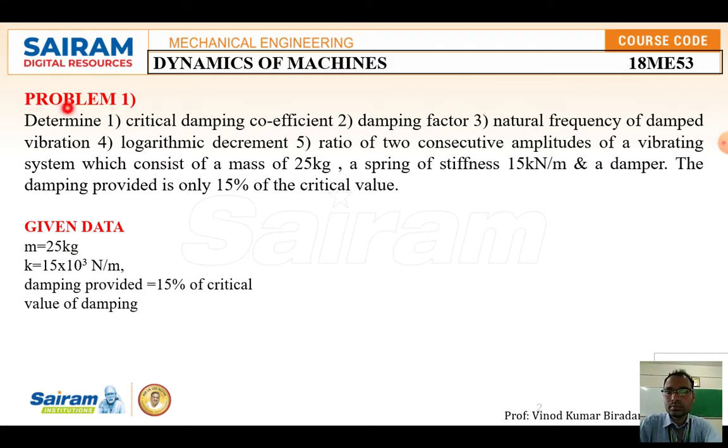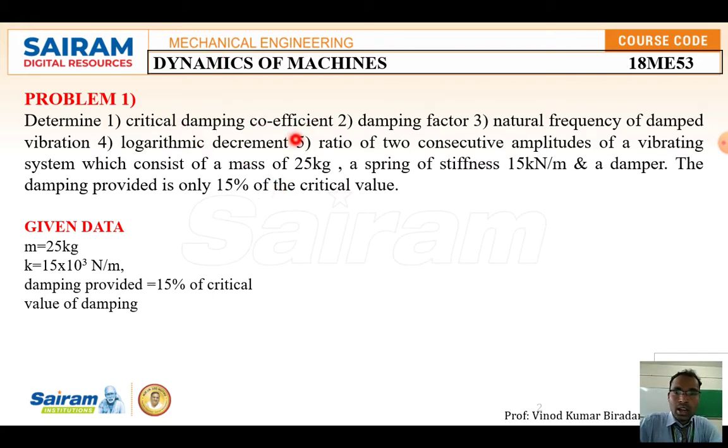Determine the critical damping coefficient, damping factor, natural frequency of damped vibration, logarithmic decrement, and the ratio of two consecutive amplitudes of a vibrating system which consists of a mass of 25 kg, spring stiffness 15 kilonewton per meter, and a damper C. The damping provided is only 15% of the critical value, that is, C is equal to 15% of Cc. So one mechanical system has a mass of 25 kg and a damper with C equal to 15% of Cc. You need to calculate all these factors.